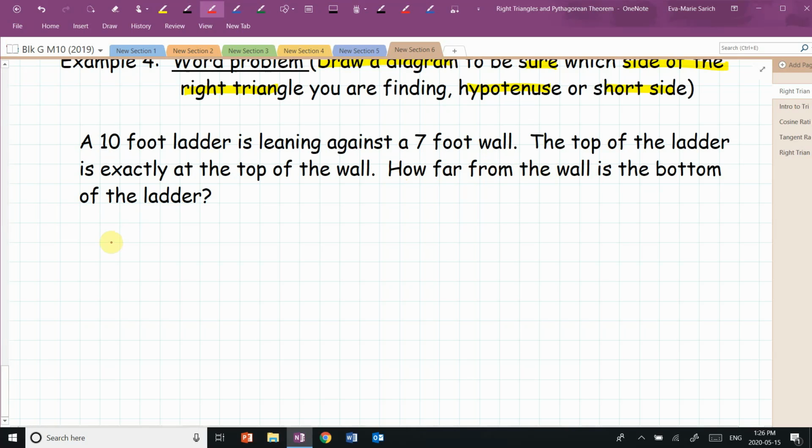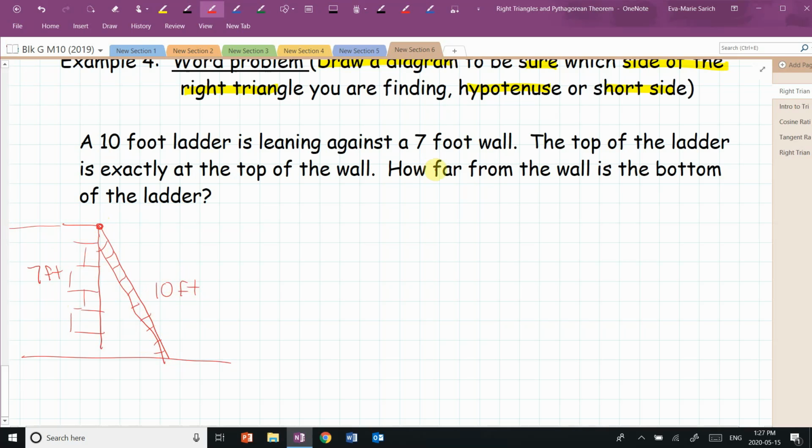So now we want to know how far from the wall is the bottom of the ladder. So I'm going to draw a picture. We'll start off with, I'll draw a wall, okay? And I'll make this maybe a brick wall so that it makes more sense. Okay, now this wall is 7 feet. Now leaning against that is a 10-foot ladder. So right at the top is where a 10-foot ladder is, and it's going to have to, in fact, be out from the wall a bit because it is longer than the 7 feet. Okay, so that's going to be 10 feet.